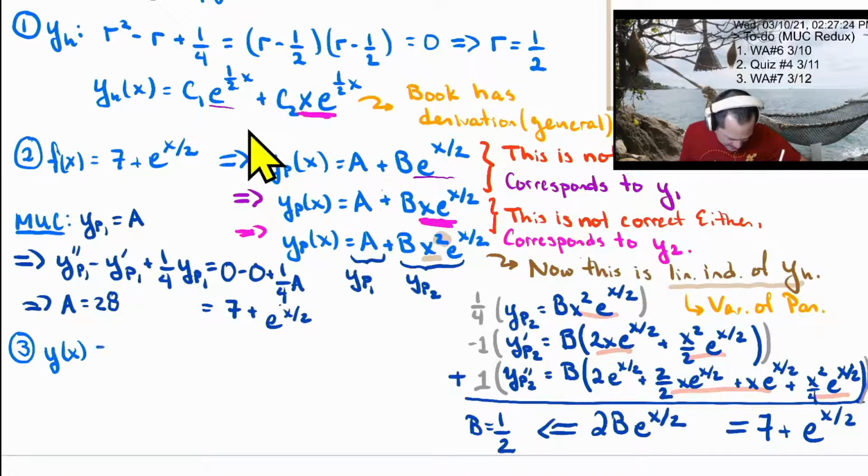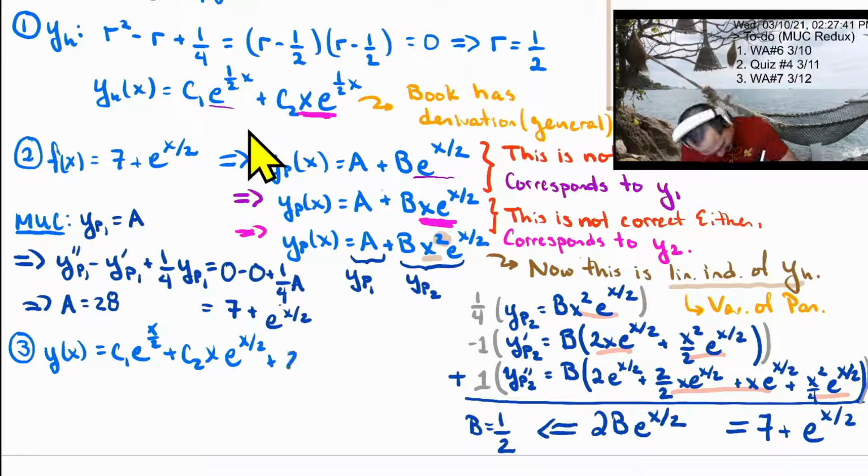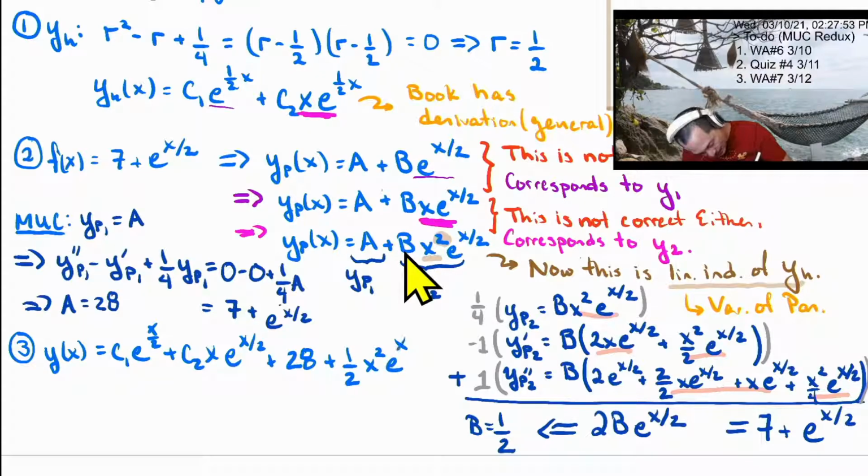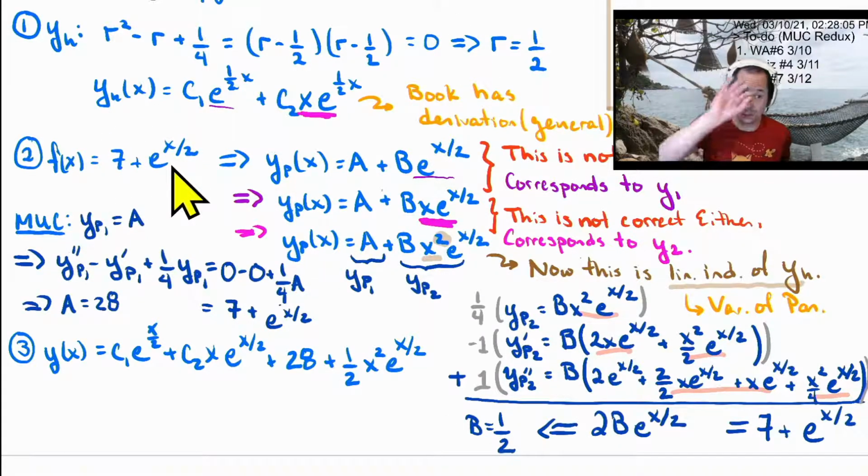y of x is equal to c1 e to the x over 2 plus c2 x e to the x over 2 plus, now be careful with this whole line of logic here. This b that I found goes in my third option, so I get 1/2 x squared e to the x over 2. Okay, and that's a high watermark for the method of undetermined coefficients. That's about as kooky and painful as it can get without just loading up the f of x function with a ton of terms.